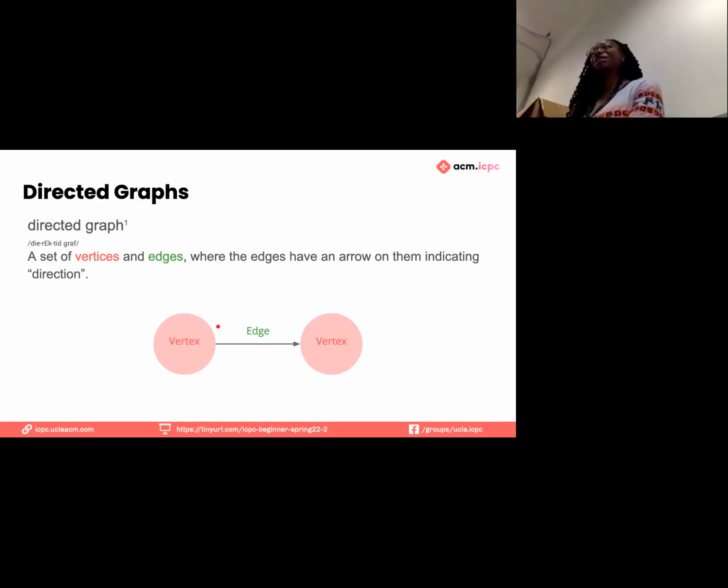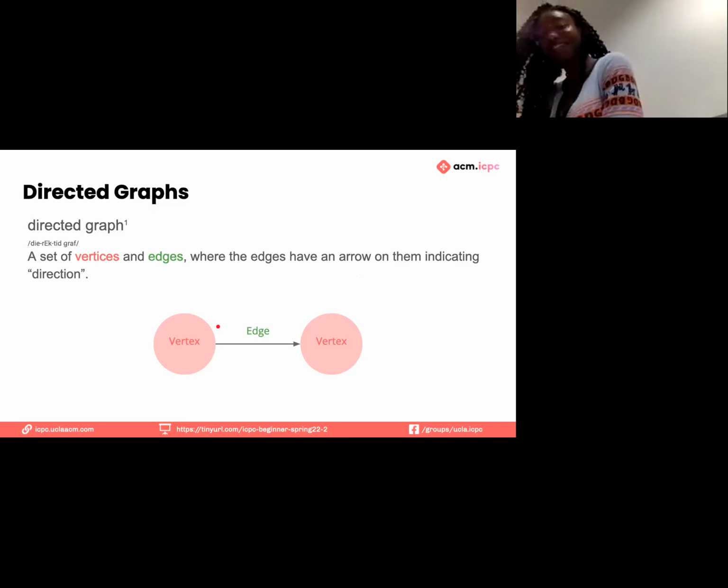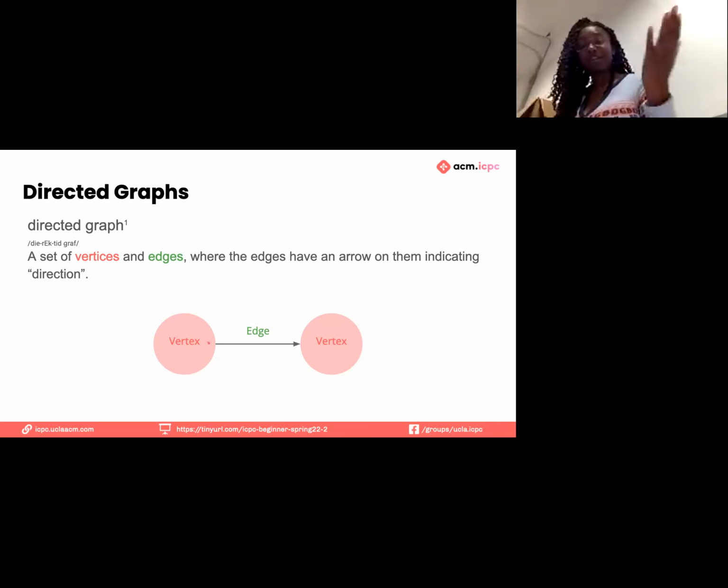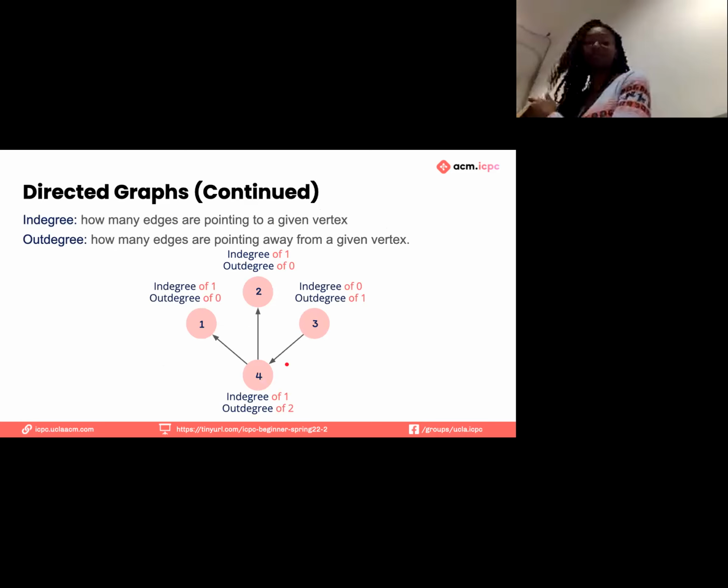We also have something cool called directed graphs, which are a set of vertices and edges. The edges have an arrow on them indicating a direction. So, sadly, you might have relationships that are one-sided, like, I consider this person a friend, but they don't necessarily consider you a friend, and that's devastating, and that's where we have directed graphs. So you can see that this arrow right here is representing direction.